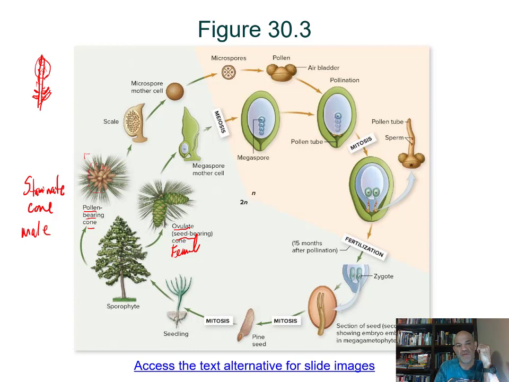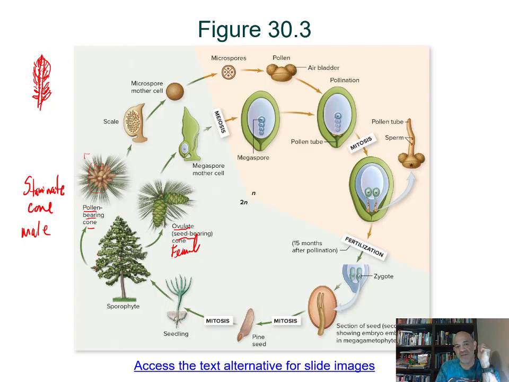And for the male cones, they're much smaller. They're located lower on the tree. The female cones are higher up on the tree. And so we can follow both of them as they go through meiosis. So here, when it comes to the male cone, at the base of the scales that are all growing along the cone, you've probably seen pine cones before. The male cones are much smaller. The ones you probably see are the larger female cones. They have really hard scales.